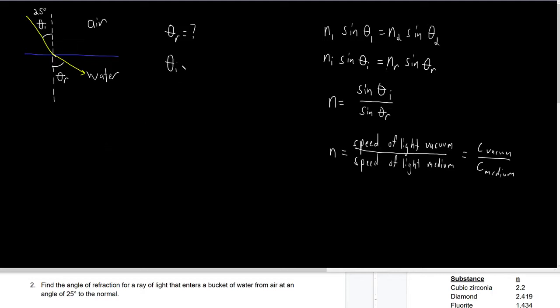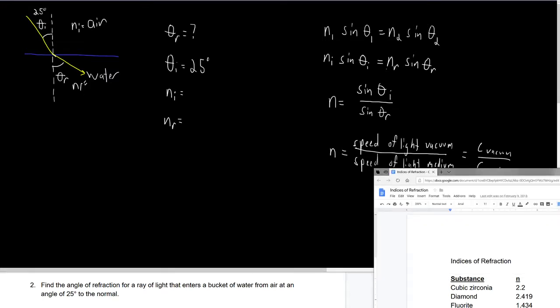So I know the incidence angle is 25 degrees. Then the other things I need to know are the index of refraction of my incidence material, which in this case started in the air, and the index of refraction for the refracted medium, which in this case is water. To find those, we're just going to go to a chart.